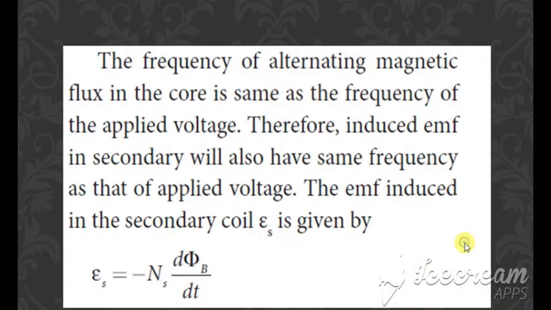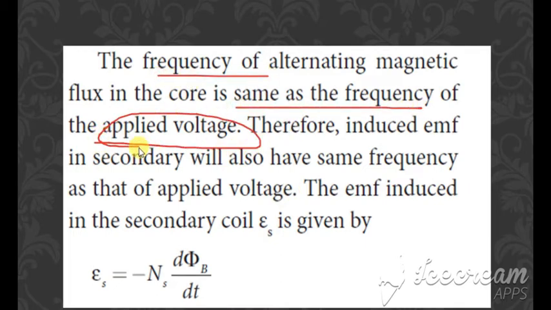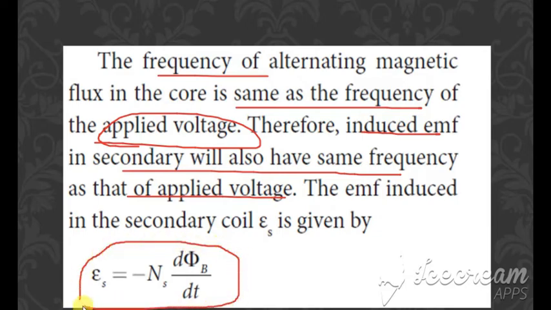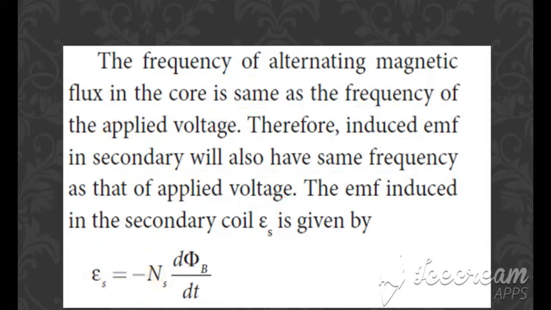Clear? Same way, when you are writing for the secondary, the frequency of the alternating source is the same as the frequency of the applied voltage. It is the same here. And so the induced EMF will also have the same frequency as the applied voltage. So when you are writing the equation for E, for the primary, E of P is equal to minus N of P d phi by dt. And here E of S is equal to minus N of S into d phi divided by dt.